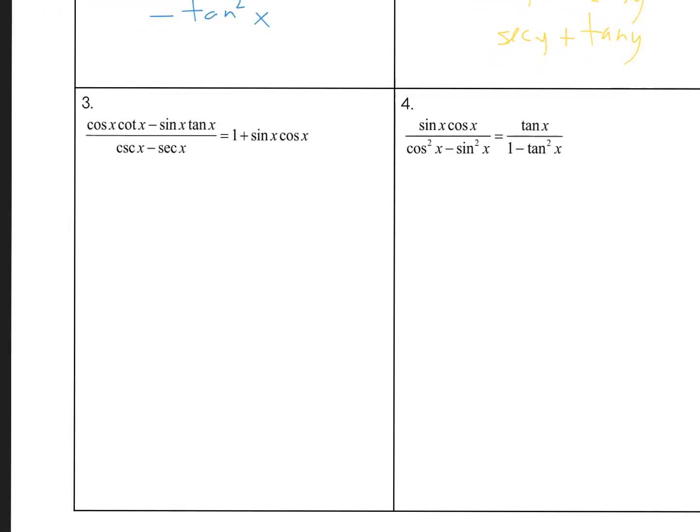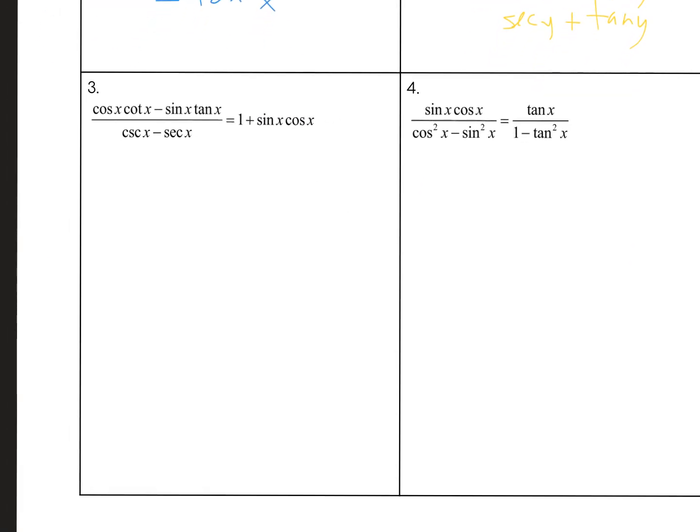Let's see what we got down here. Ooh, I see the left side is scary here, so I'm going to go for it. I see sines and cosines on the right, so I'm going to change everything to sines and cosines. I'm going to see what happens. Cotangent is cosine over sine. Tangent is sine over cosine. Cosecant is 1 over sine.